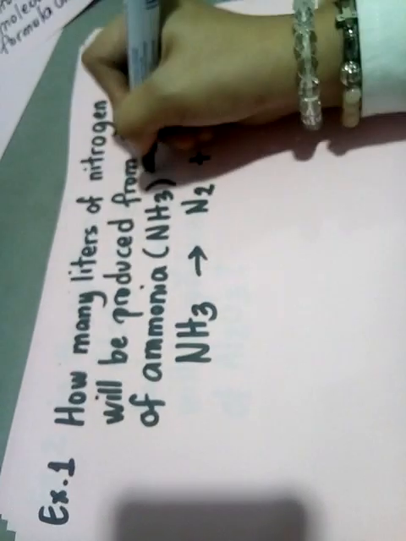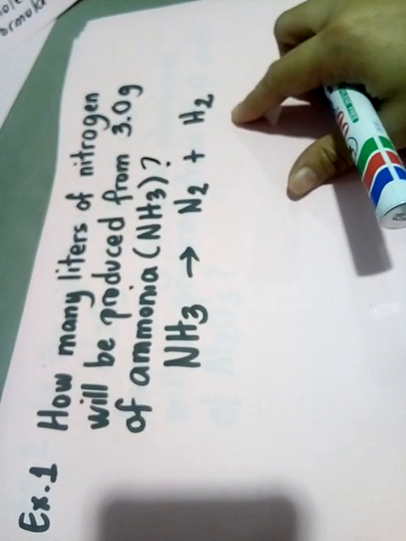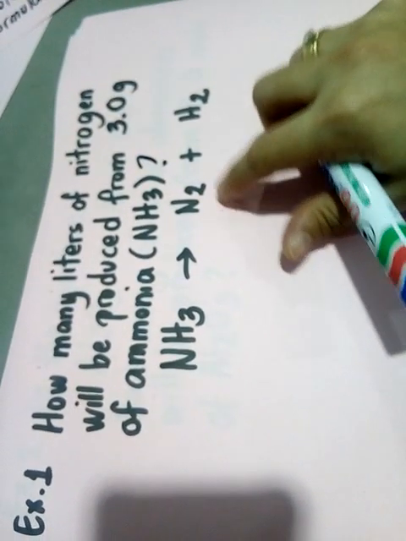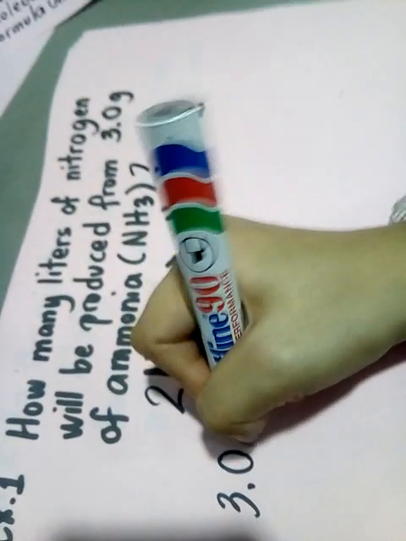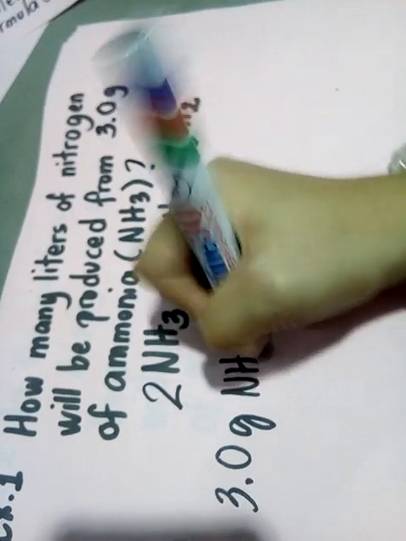Alright, so let's have our first problem. Example number 1. How many liters of nitrogen will be produced from 3.0 grams of ammonia or NH3? So this is our equation. NH3 yields N2 plus H2. Again, you should have a balanced chemical equation. So let's balance. I will just put 2 here, put 3 here. So we already have a balanced equation. Now let's start with the given. We have 3.0 grams of NH3.